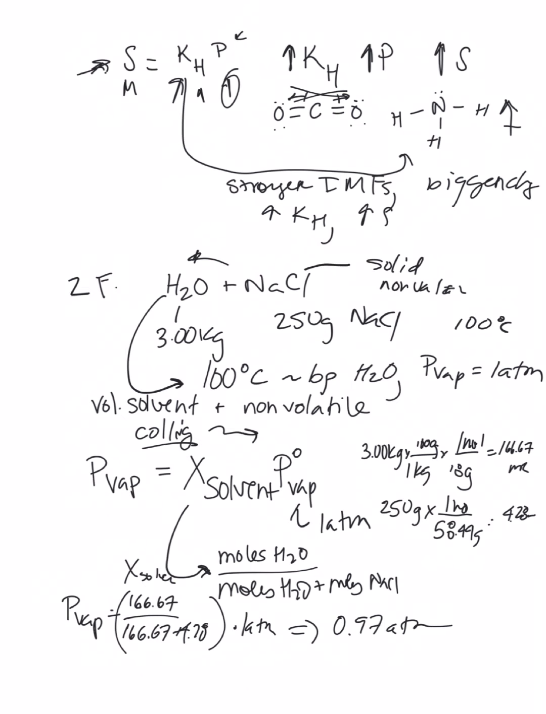Okay, so we move on to problem 3. Alrighty, so for number 3, we're going to see 2 types of problems, okay? The first type of problem that we're going to see is when we mix 2 volatile liquids, and what we're going to do is see what is the vapor pressure of the resulting solution.